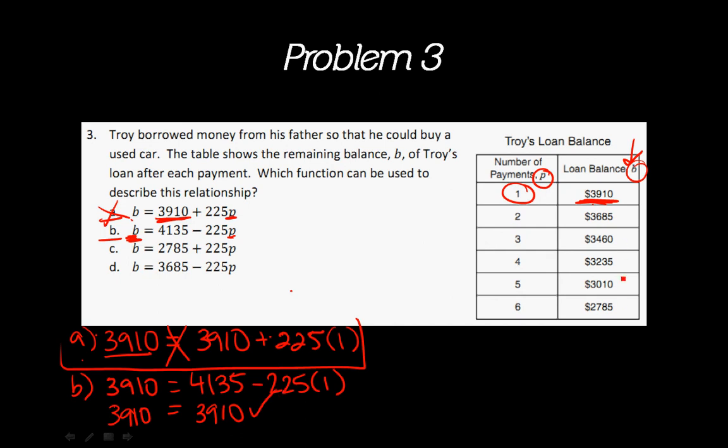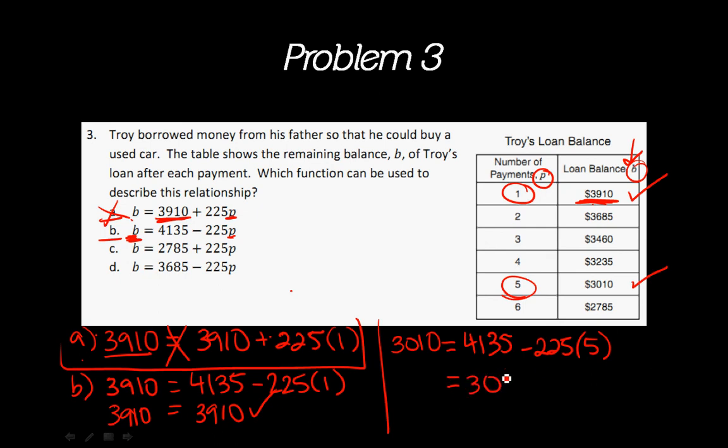For safety's sake, let's try another point. We could do this one right here. So let's see if it works. We have 3010 equals 4135 minus 225, and now I substitute in a 5 for my P. And if you were to actually plug that in the calculator, you would get 3010, which is exactly the answer that we're looking for, and so that ends up working out too.